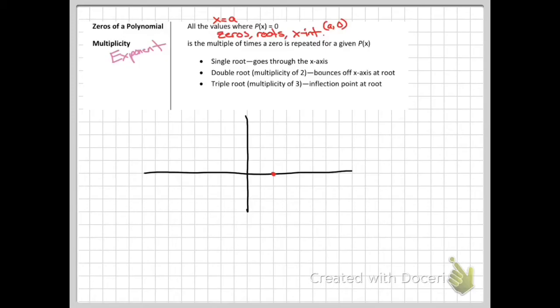So for example, a single root. If your factor is x minus a, and if there's no number there, there's an imaginary 1, right? That's called a single root, and it goes through the x-axis. So if it was my red dot below, it would go straight through. It might be going up, or it might be going down, straight through, but I do know it would go straight through the axis. A single root acts just like a line. It's straight.